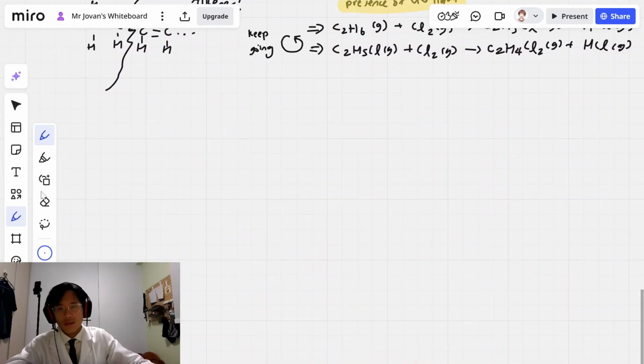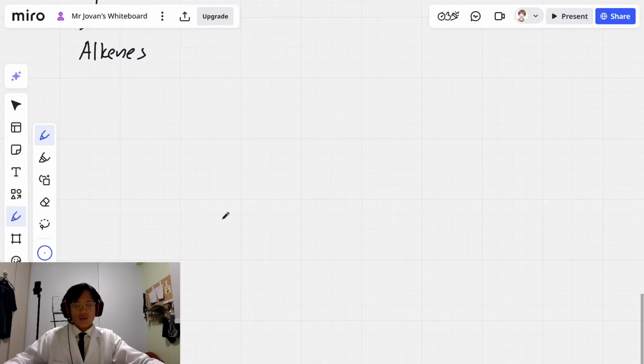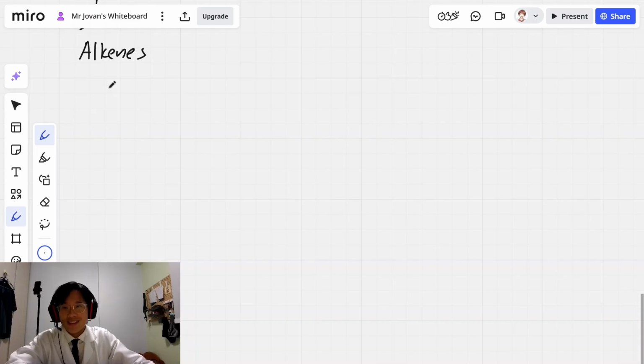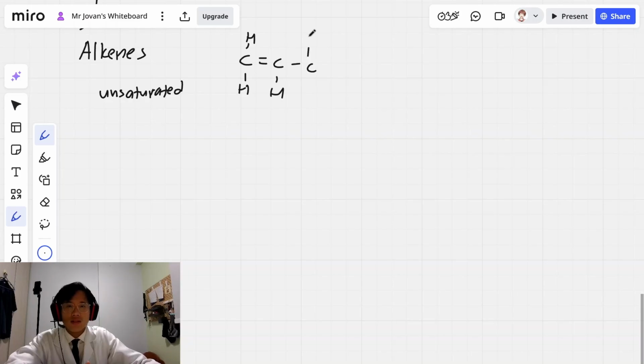Now we are going to talk about alkenes. Make a very wild guess. If alkanes are saturated, what are alkenes? Wow, you are so smart. Unsaturated. I'm going to give you an example of an alkene. So C=C. This is an example of an alkene.